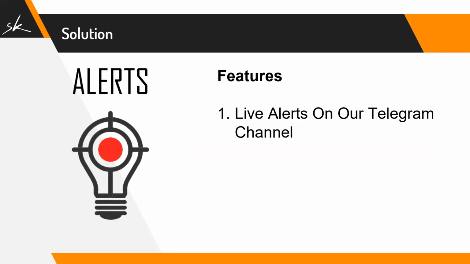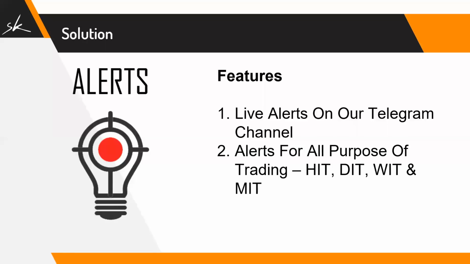So as soon as a quality demand zone is formed on any of the scripts, on any of the time frames, you immediately get your alert, and you get those alerts in less than 30 seconds. So as soon as the zone is formed, in less than 30 seconds, you have your alerts with you on our Telegram channel.